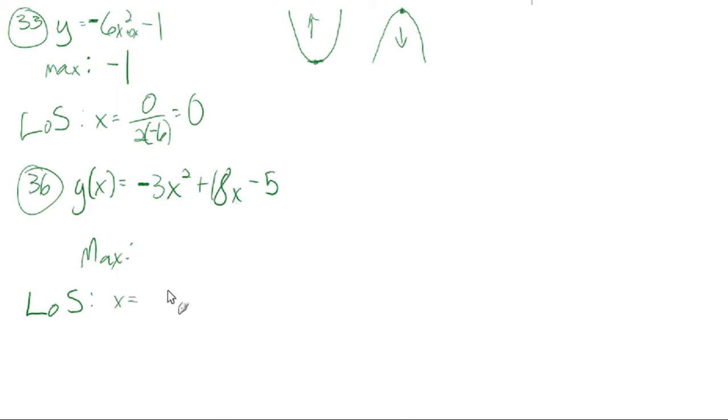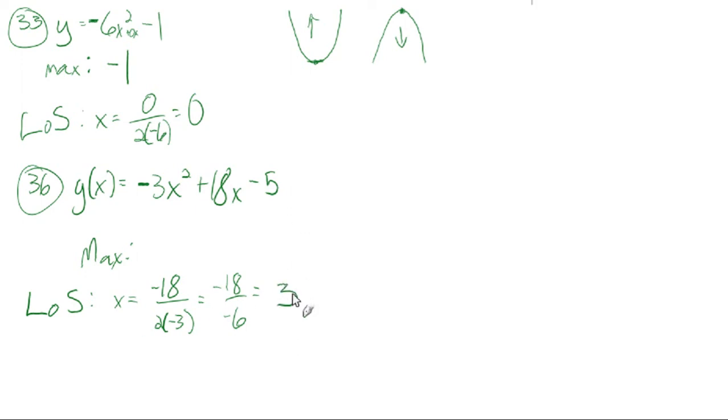B is the coefficient of x. -18 over 2 times a, which is -3. This is -18 over -6. This is positive, not negative, positive 3.